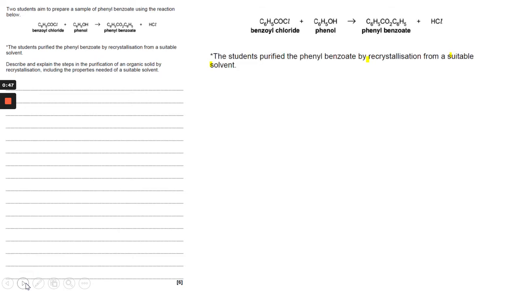Two students aimed to prepare a sample of phenyl benzoate using the reaction below. They purified the phenyl benzoate by recrystallization from a suitable solvent. They wanted to describe and explain the steps in the purification of that organic solid by recrystallization using the properties needed of a suitable solvent. So looking a bit more closely at the first part of the question, it's about finding a suitable solvent. So they want you to think about what the properties are.